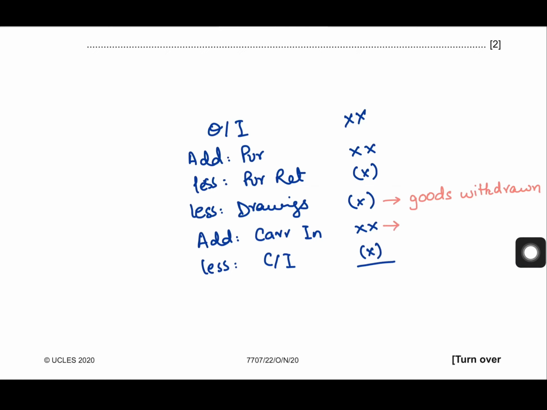Carriage inwards is the transportation cost which is incurred while bringing the goods into your premises. So this is a directly attributable cost to the inventory. That is why it is taken over here and not in the other expenses. In the second section of income statement, carriage inwards are added over here. And lastly, we subtract the closing inventory, right? So opening inventory plus purchases less purchases returns and the goods withdrawn by the owner, add carriage inwards and less closing inventory, and then you will have your cost of sales, right?